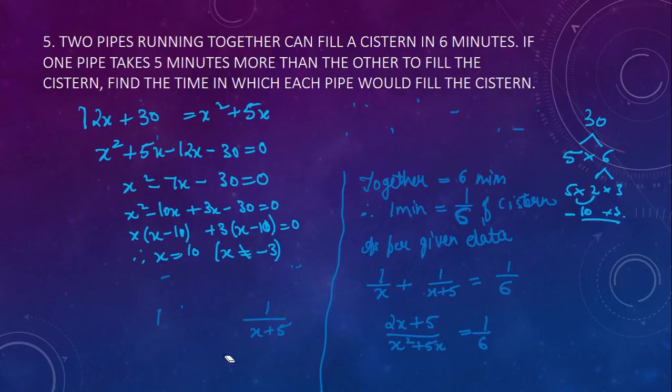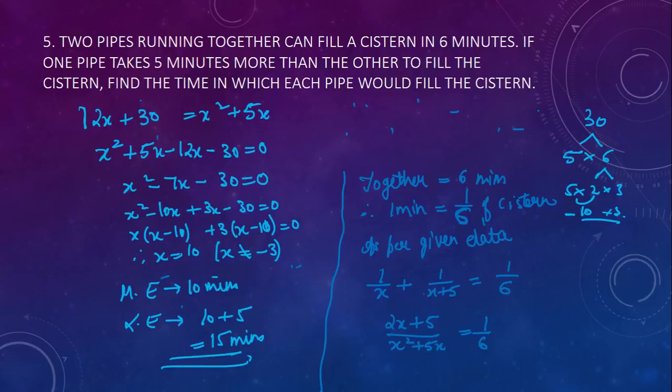So how much time will the less efficient one take? X plus 5, right? So more efficient takes 10 minutes. Less efficient will take 10 plus 5 minutes, which is going to be 15 minutes. That's it. Question done. Clear?